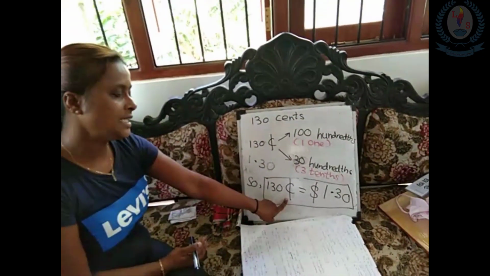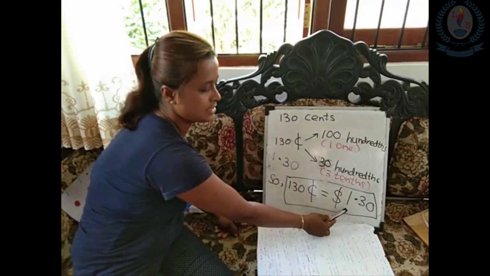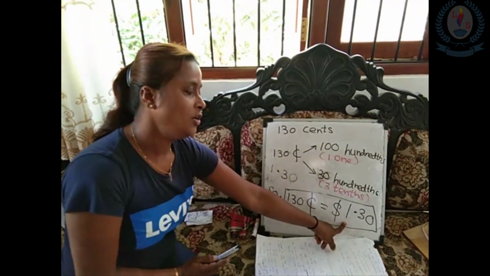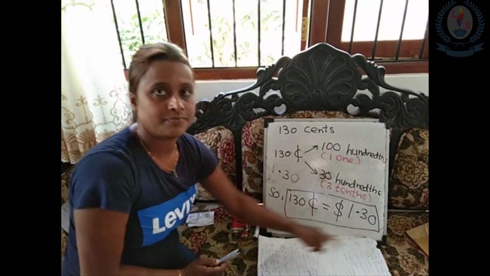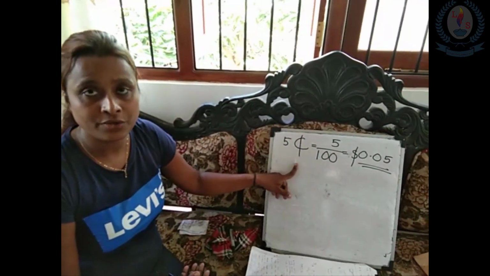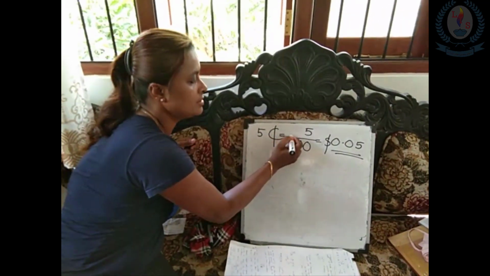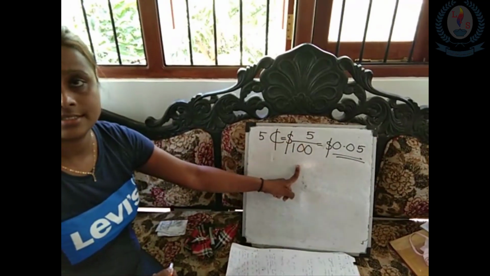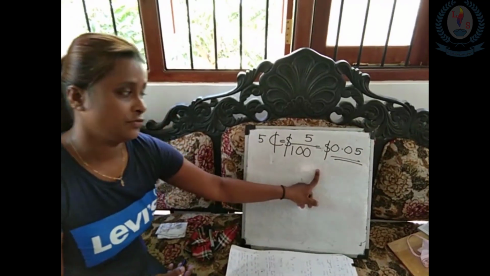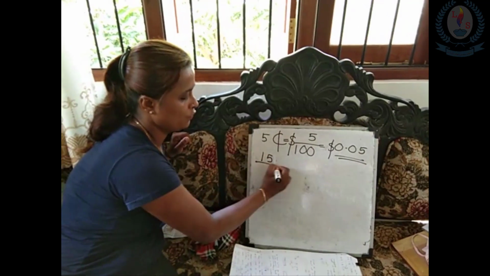So 130 cents in decimal form, or in dollars and cents. This side dollars, this side cents. We can write it as $1.30. This example, 5 cents. 5 cents we are going to write in dollars. We know that 5 cents is 5 hundredths of a dollar, and we can write it as $0.05 like this.